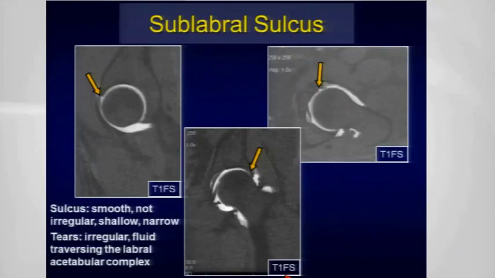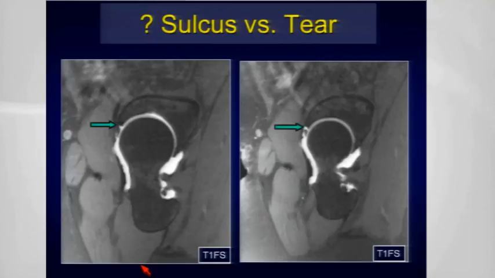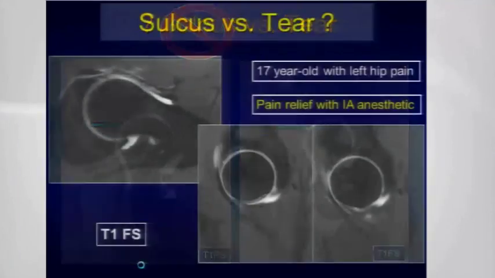Here's an example of a sublabral sulcus. Should, as I already said, extend less than 50% across the labral base. It should have smooth margins, should not be irregular, should also be shallow and narrow neck. Let's look at this example. So 2 sequential images. At first, when you first start to look at this, the neck looks a little bit broad. Looks like it extends a little bit greater than 50% across. The next image, we can see it's through and through, and therefore this is a tear and not a sulcus.